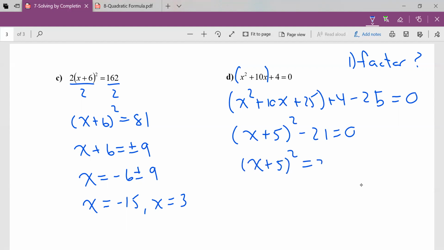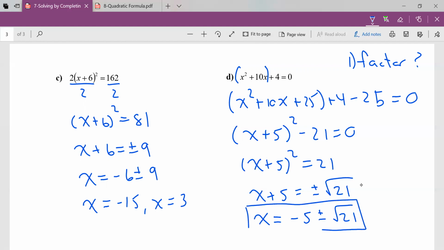So I'm going to add 21. I'm going to square root both sides. Now, I don't know what the square root of 21 is. That's okay. I'm going to leave it as an exact value. I will not approximate a decimal here. And I'm going to subtract 5. And there's my solution. That's how I'm going to leave it. That's an exact value.